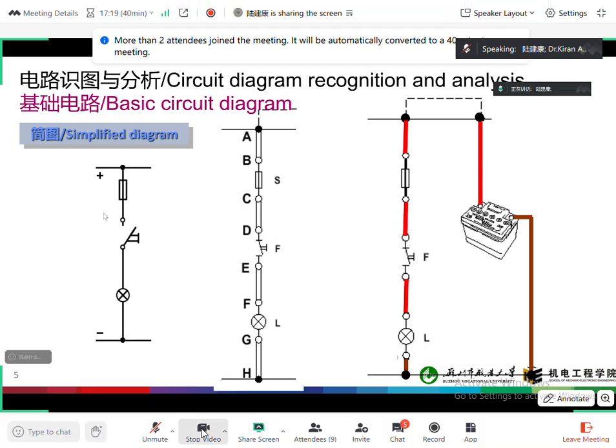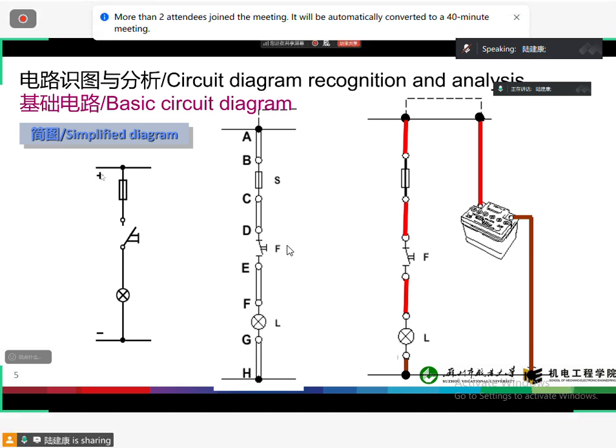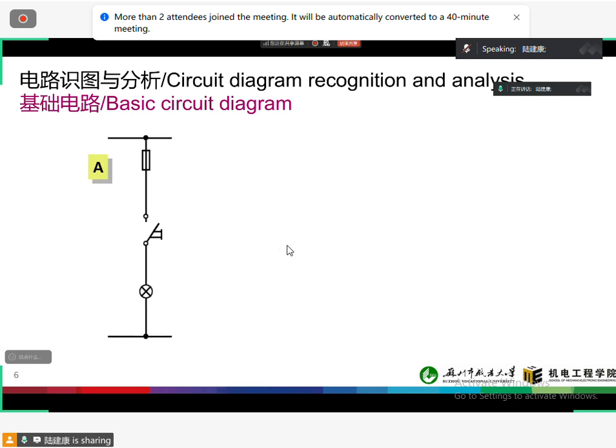Okay, great. And in this diagram, you can see the battery uses a plus, and in this diagram, the battery will use the picture of a battery. So only a little bit difference, but the meaning is the same. It's easy to understand.